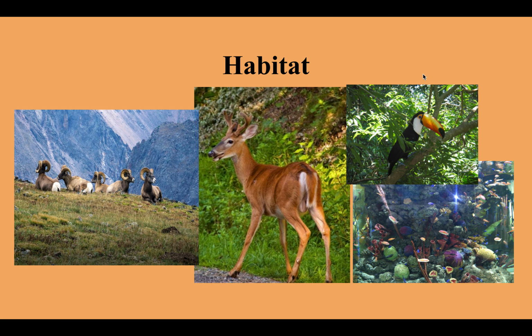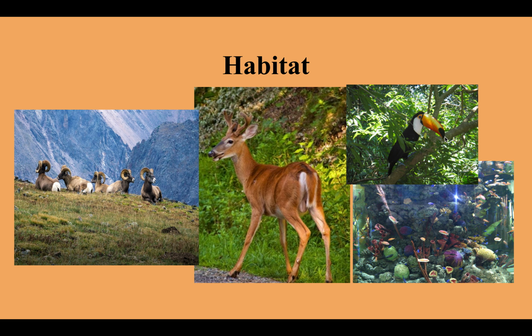Habitat. Can you say habitat? Great job. So habitat is where an animal lives, and it has to do with the plants of the habitat. It has to do with the weather and the climate of where they live. So here we have some rams, and they live on the mountains. Here we have a deer, and they live in forests. Also, some of them live in grasslands.